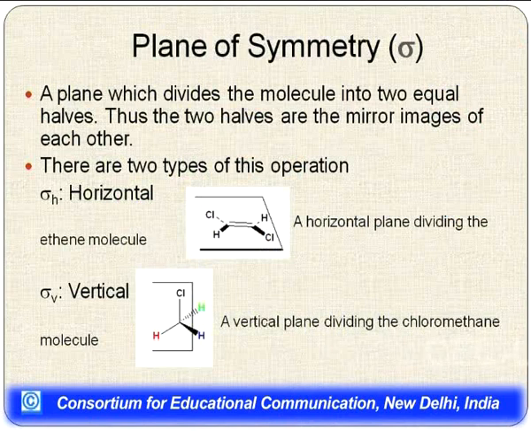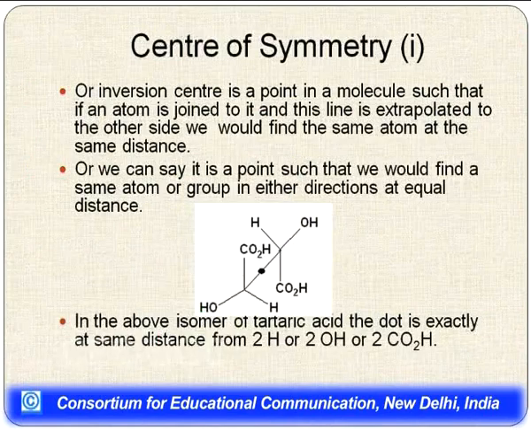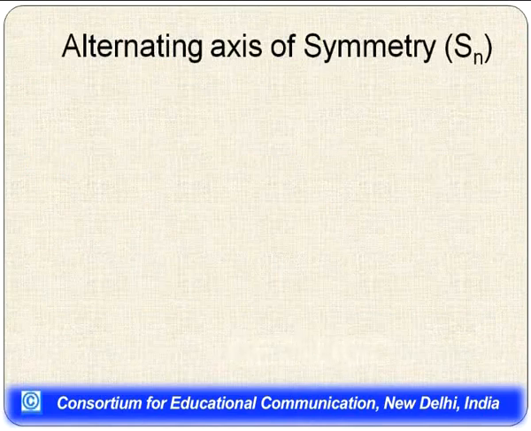So, again I have written that a vertical plane divides the chloromethane molecule into two equal halves.